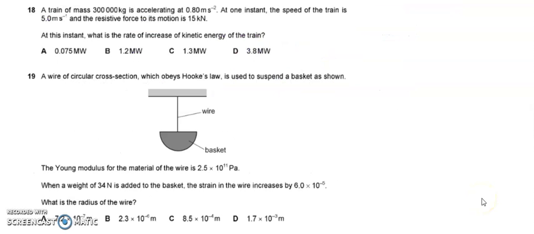Question 18. So we have a train represented by a particle diagram accelerating at a equals 0.8 meter per second squared. There's a resistive force at one instant. So the resistive force is 15,000 Newton. So this picture here is a picture at one particular instant of time.